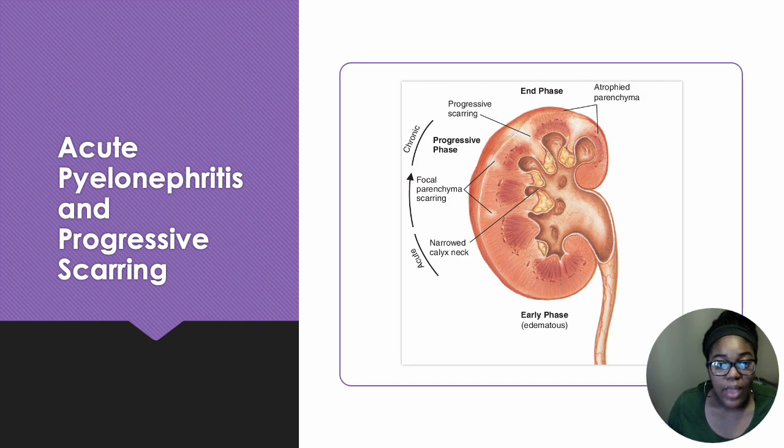And then you have the end phase where that parenchyma has not only narrowed and scarred, but has atrophied, and those cells in that area start to die. So again, you have different phases of scarring, and eventually that scarring does lead to death within the kidney cells.